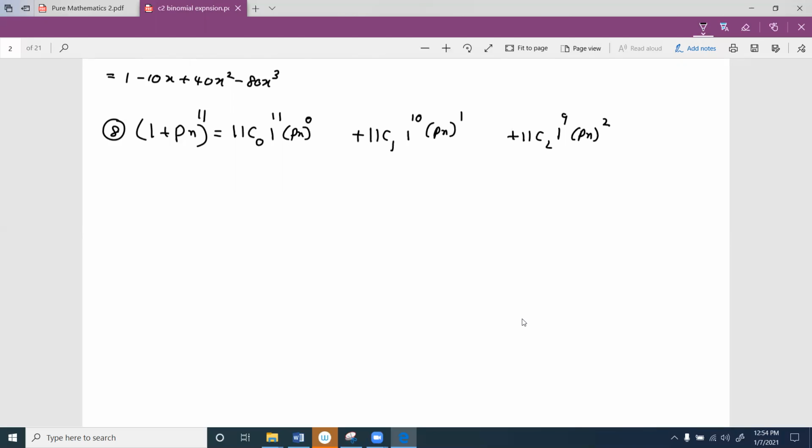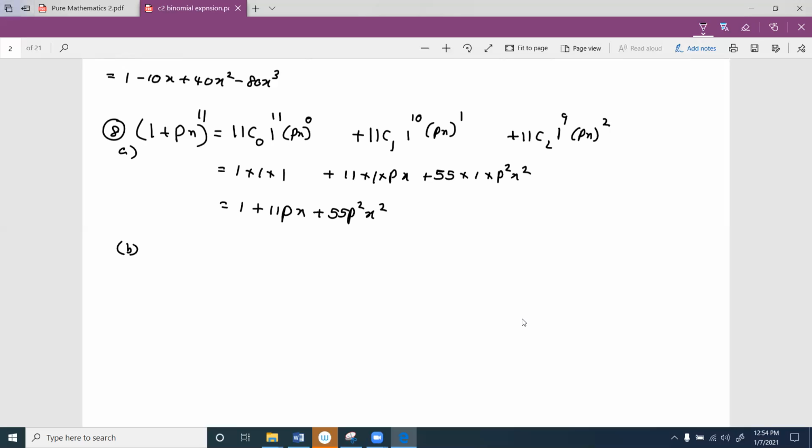11c0 is 1, so 1 times 1 times 1. Then 11c1 is 11, into 1 into px. Then 11c2, that is 55. This is 55 into 1 into p squared x squared. So over here it turns out to be 1 plus 11px plus 55p squared x squared, right? Okay. Then they have given another question. So this is the first expansion, part A.